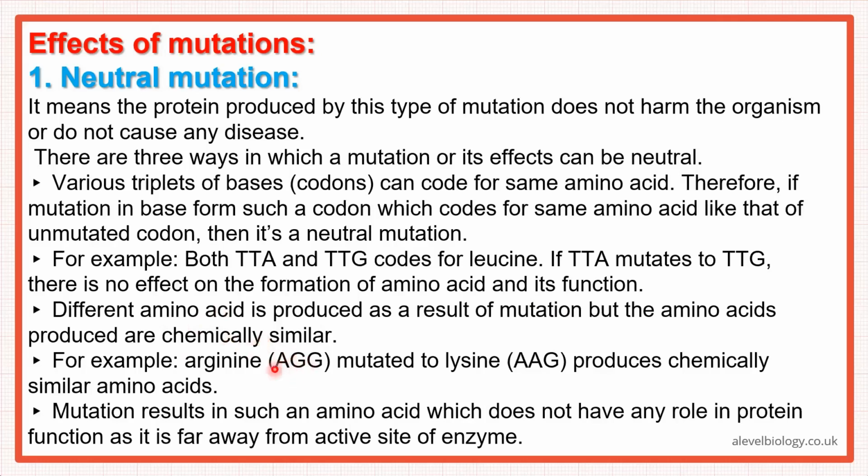For example, AGG is mutated to lysine. AGG is coding for arginine. Arginine is an amino acid. तो अगर substitution हुआ है, तो G की जगह यहाँ पे A लग गया है. So it has mutated to lysine. ठीक है? So it is chemically similar, right? As such इनके function में बहुत बड़ा कोई effect नहीं आएगा.